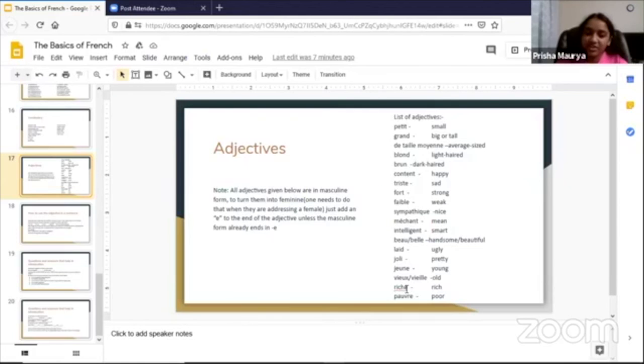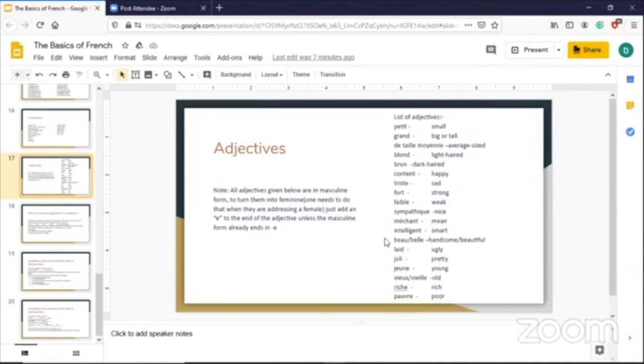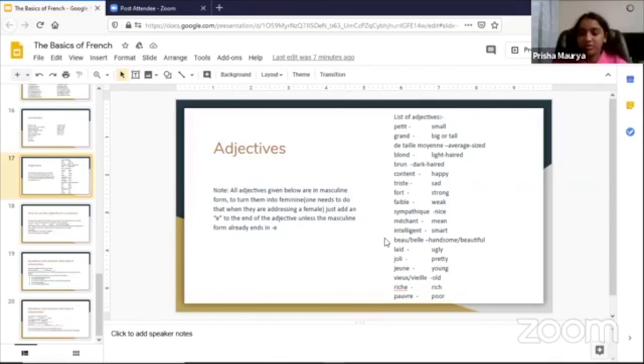So riche, you don't have to add an E to it, because it's already a masculine form and it already ends in E. And in beau and belle, this one is feminine and this one is masculine. You can't add an E to beau to make it feminine, because the E at the end is usually to determine the plural form.